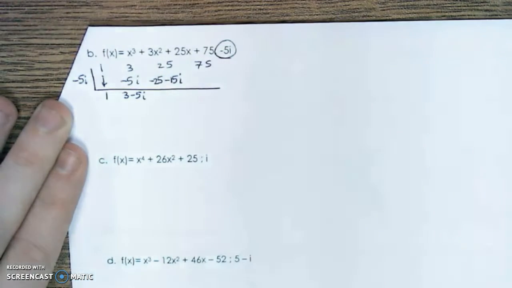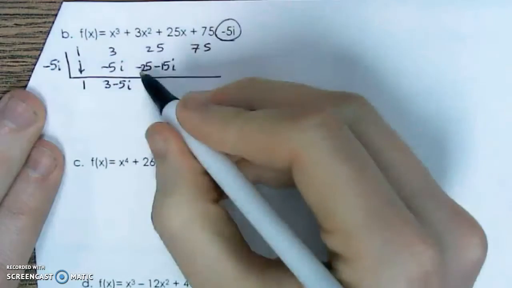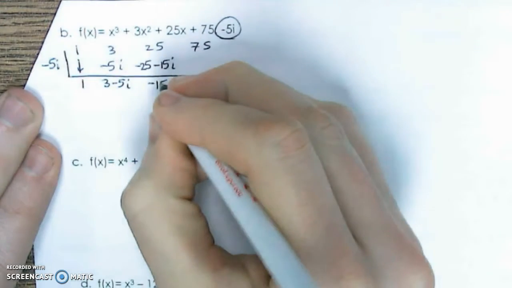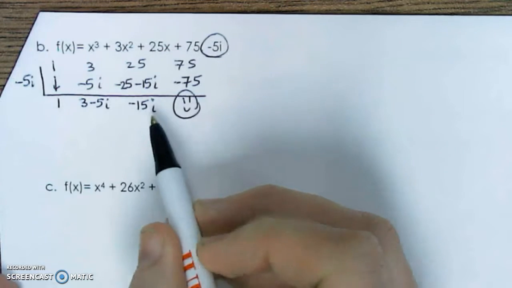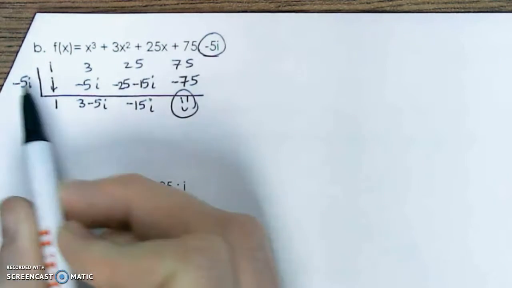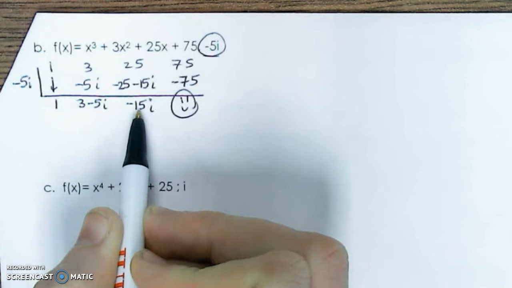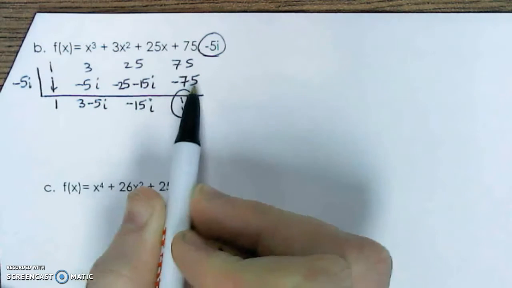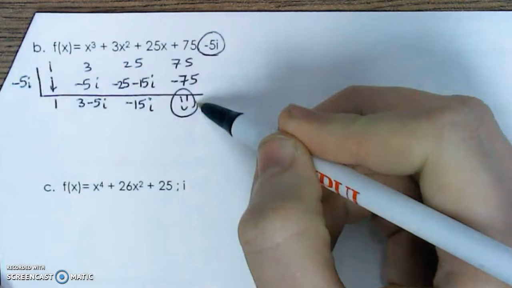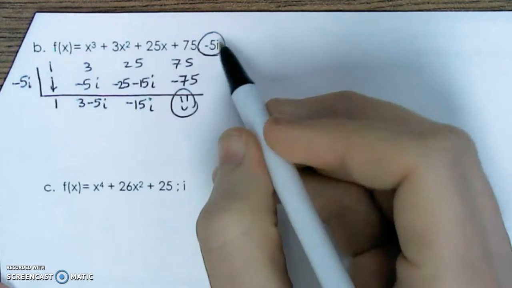Then you add the column together. The 25s are going to cancel out. So you're just going to get negative 15i. And then after your negative 15i, you multiply that by negative 5i, which is going to give you positive 75i squared. And the i squared will make the positive 75 negative, and then that gives you remainder 0. And then we know if negative 5i goes in, so will positive 5i.